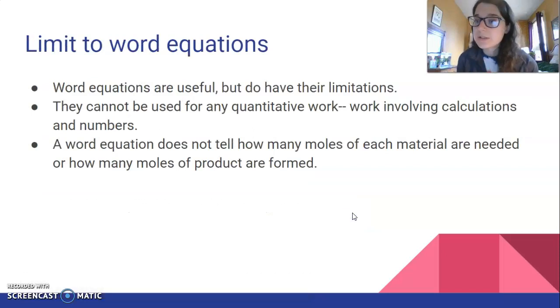Word equations are useful, but they do have their limitations. They can't be used for any work involving numbers or calculations because there are no numbers in the word equation. A word equation doesn't tell how many moles of each reactant are needed or how many moles of product are formed. Moles are what we use to measure the amounts of reactants and products. That's our useful unit.